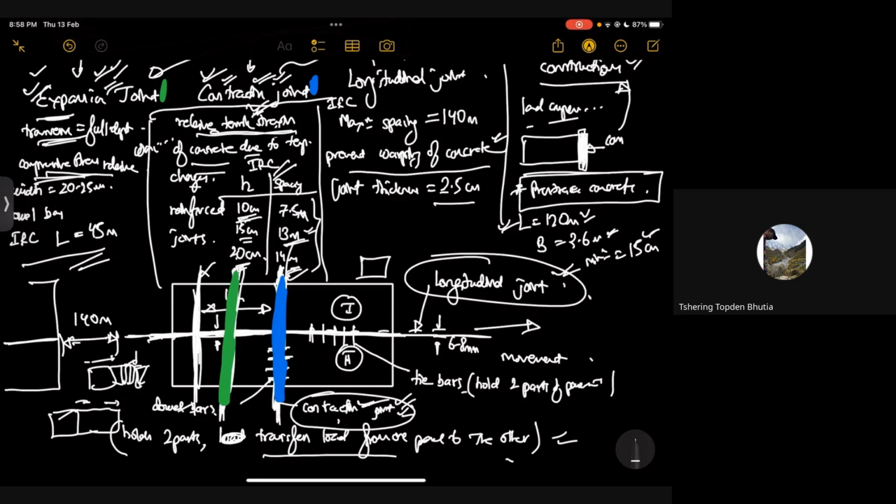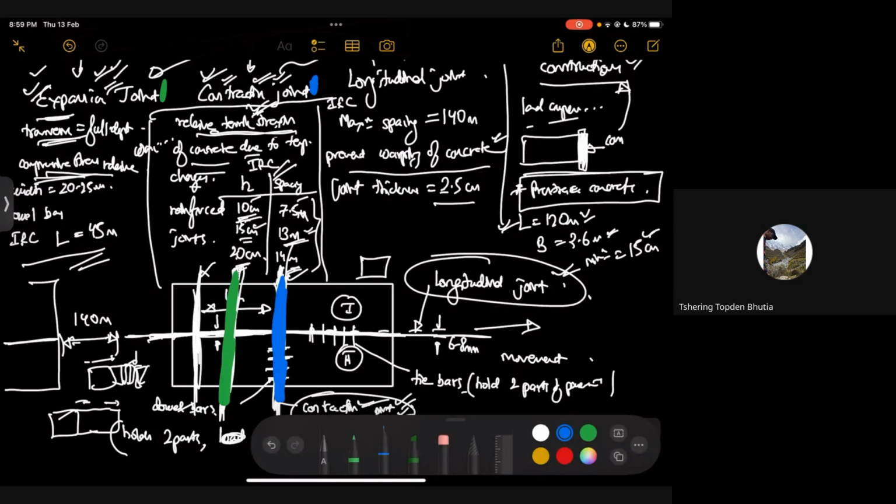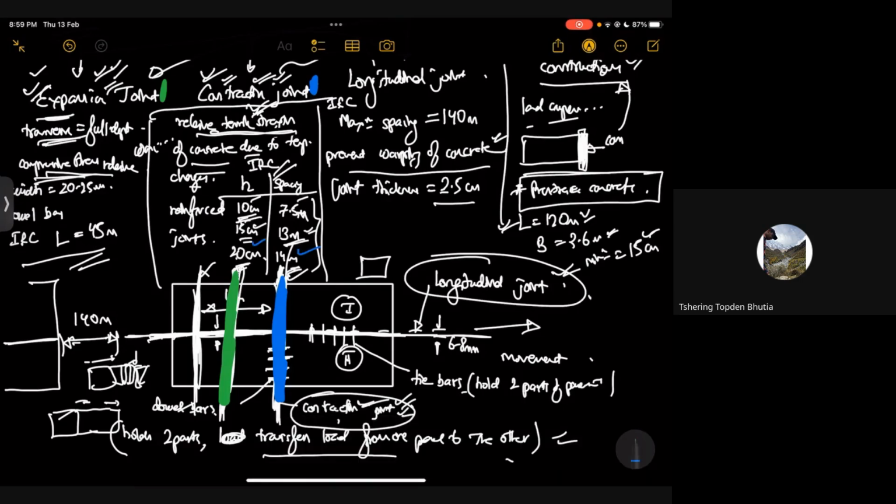For contraction joints, it is based on different thickness. For 10 centimeters, 7.5 meters; for 15 centimeters, 13 meters; and for 20 centimeters, 14 meters.